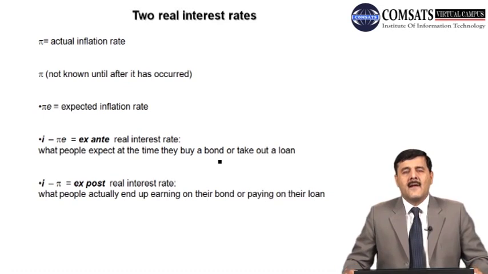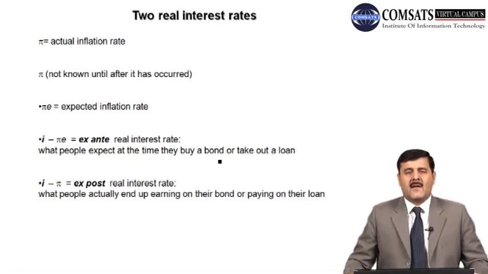So as we saw, there are two real interest rates in the country or in the economy. One is the ex ante interest rate, which is the difference between the nominal interest rate minus the expected inflation in the country. Second is the ex post real interest rate, which is the difference between the nominal interest rate and the actual inflation in the country.